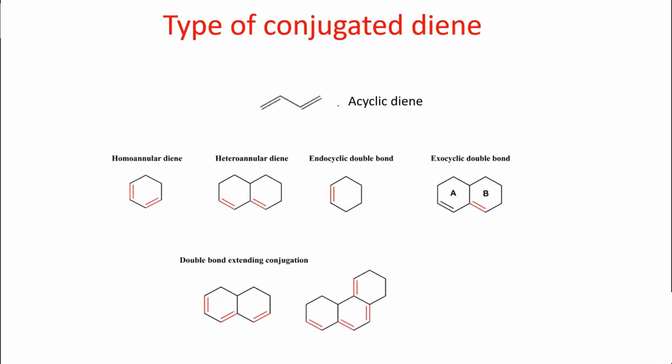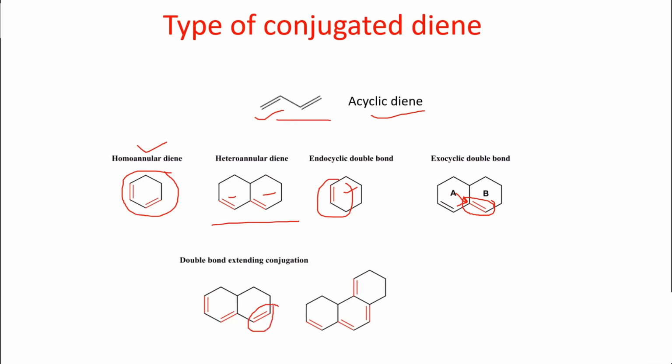Before moving to the calculation, we have to understand the types of conjugated diene. If two double bonds are present in a linear form, it is known as acyclic diene. If two double bonds are present in the same ring, it is known as homoannular diene. If they are present in different rings, it is known as heteroannular diene. If a double bond is present in the ring, it is known as an endocyclic double bond. If a double bond is present outside the ring, it is known as an exocyclic double bond. If there are more than two double bonds, it is known as extended conjugation.